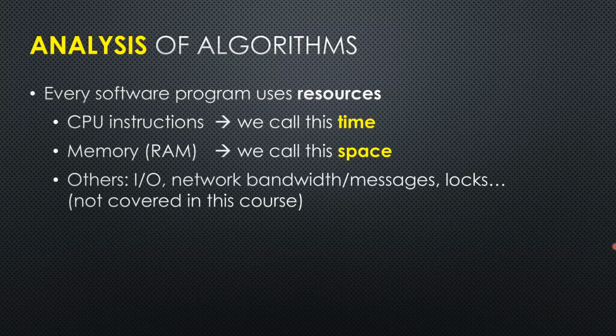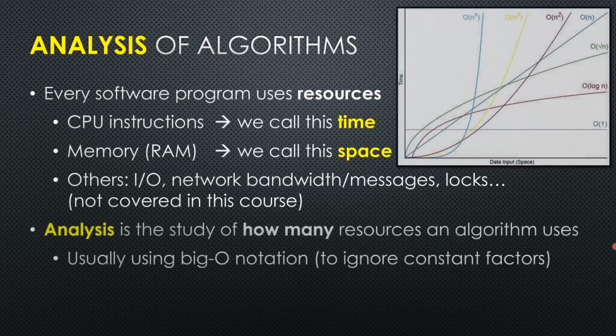And of course there are many other resources that we might care about. In this course we won't typically talk about them, but some other resources that you might talk about in other courses include I/O, network bandwidth, messages, locks and synchronization overheads for concurrent software, and so on. Now, analysis is the study of how many resources, or to what degree an algorithm uses resources. And usually we do analysis using big O notation to ignore constant factors, because constant factors are less interesting than the way that the complexity of the algorithm changes as we increase the problem size, because today we have a particular problem size that we want to solve, and in the future we might have a much larger problem size that we want to solve.